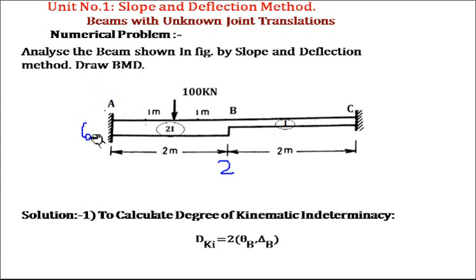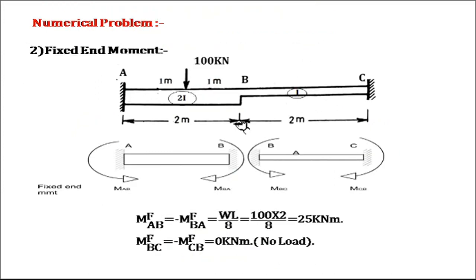The degree of freedom of joint A will be 0 as there is a fixed support. At C also the degree of freedom will be 0 as it is a fixed support. So the degree of freedom for the given problem is 2, that is theta B and delta B. The next step is to find the fixed moment.